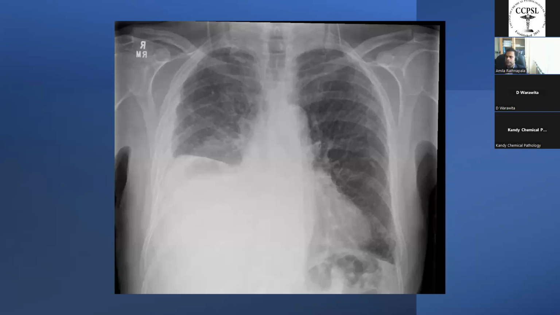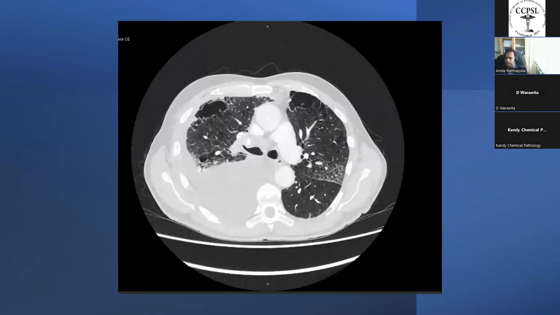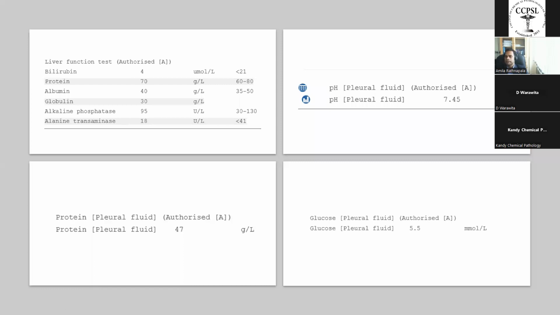So this is his X-ray, as you can see here. There's right-sided homogeneous opacity, and there's some pleural thickening here, and the rest of the lung fields are fine. And so we did a CT scan of the chest of this patient, and we found that there's quite a significant amount of emphysema. So this patient has been an ex-smoker, so there's quite a lot of emphysema, and then a large pleural effusion with pleural nodules. So again, we did a diagnostic aspiration of this patient.